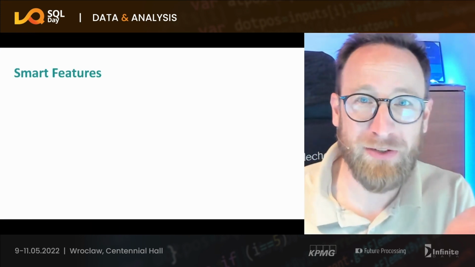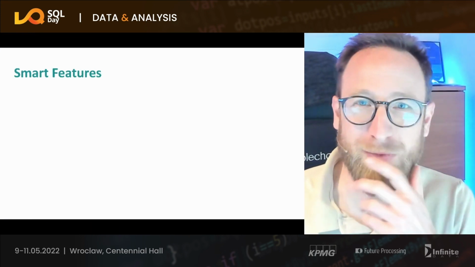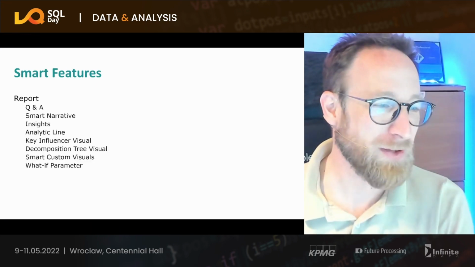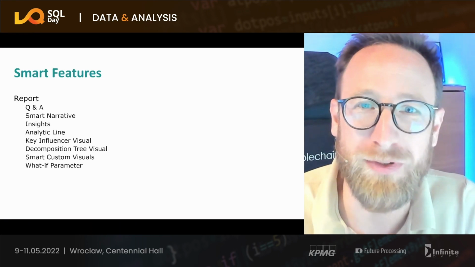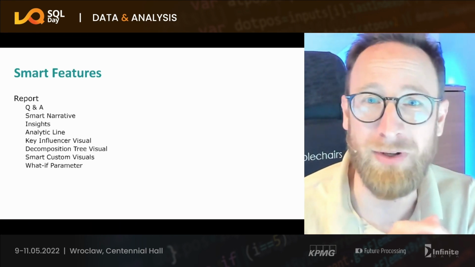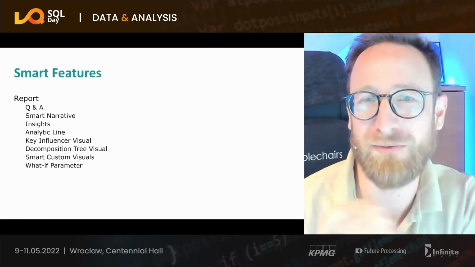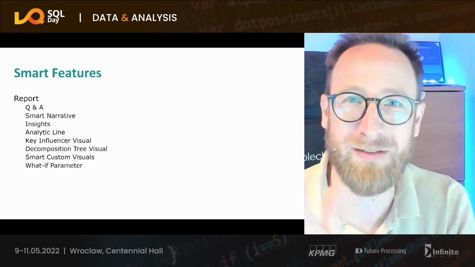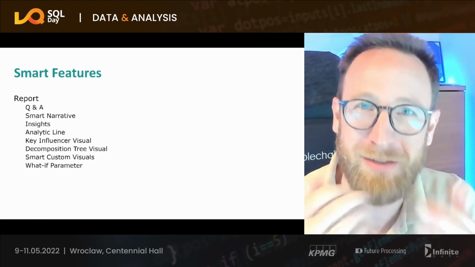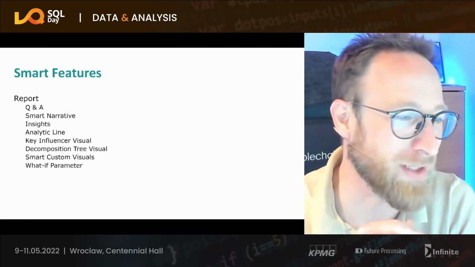So what are the smart features? When I started this talk, this list was quite short, and then features were added to the product. On the one side, in the report we can use the Q&A feature, where we type in a question and Power BI comes up with an answer. And we have smart narrative, which can sum up what I see on the current page in natural English language.